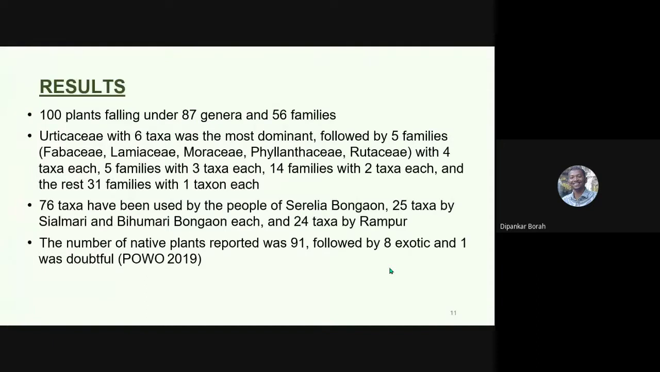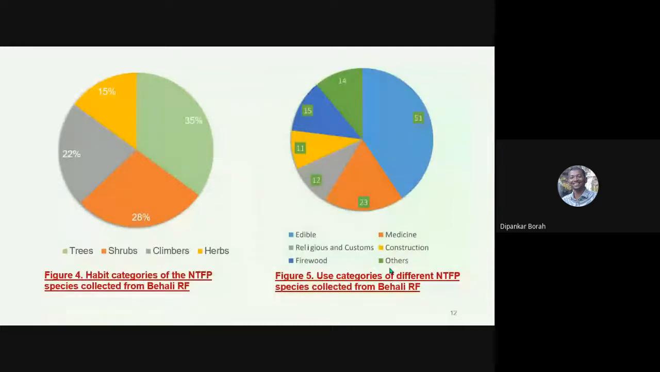A total of 100 plants falling under 87 genera and 56 families were found. Asteraceae was the dominant family. The people of Cerealia Bongaon use the highest number of plants, that is 76 taxa. Interestingly, in the study, 91 taxa were native, while 8 were exotic and 1 was doubtful. Figure 4 shows the habit categories of the NTFP species, and the trees recorded the highest percentage, that is 35%, followed by shrubs, climbers, and herbs. Figure 5 shows the use categories of these NTFPs, and 51 among them are edible, followed by 23 medicinal, and the rest are below 20.